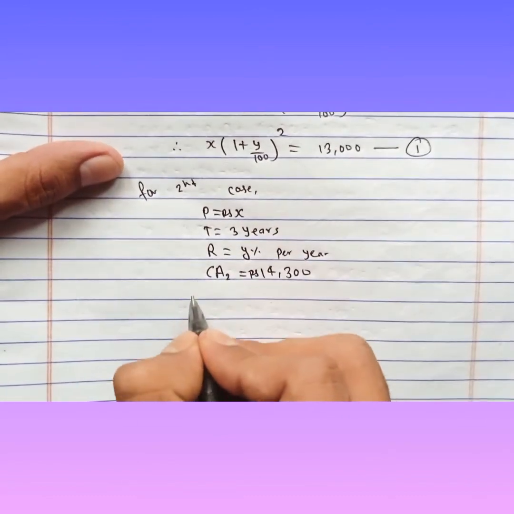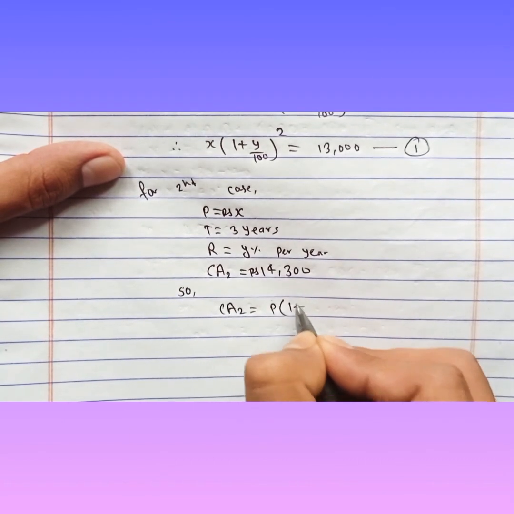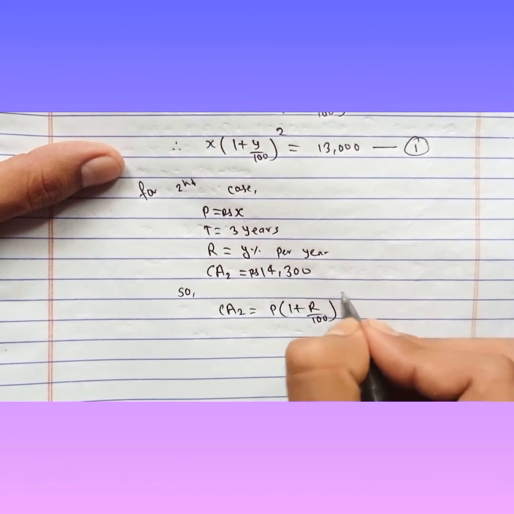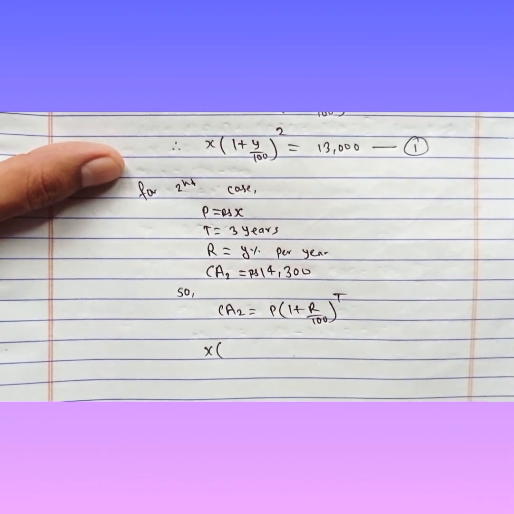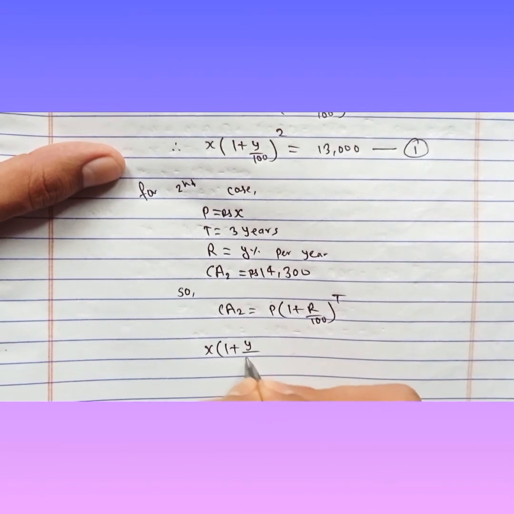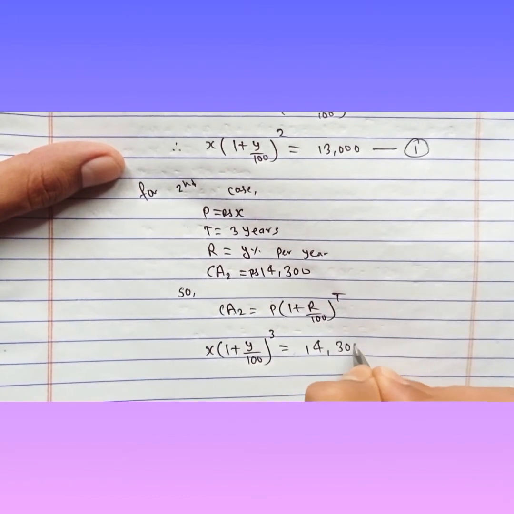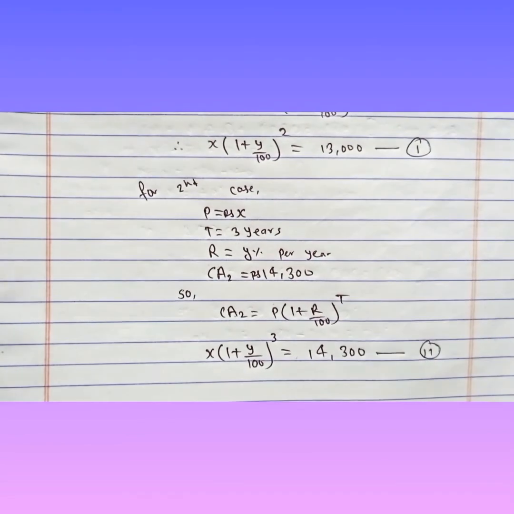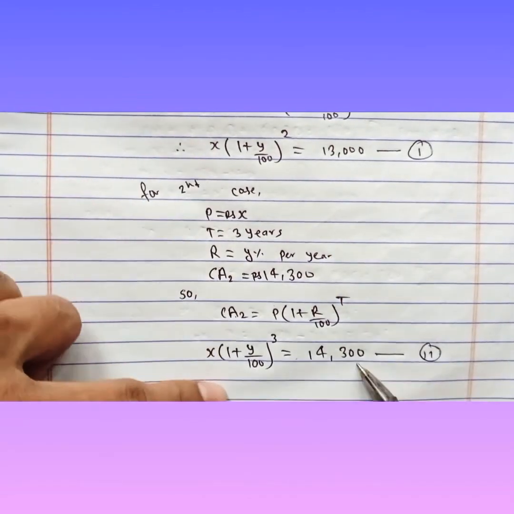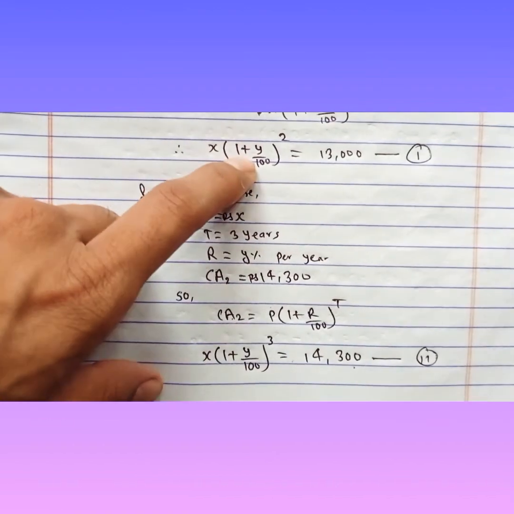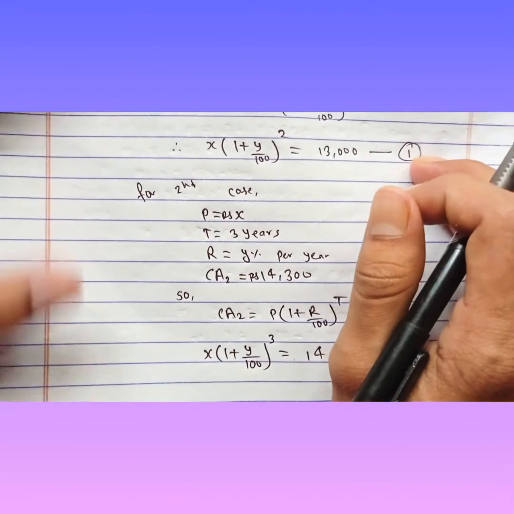You can write here by formula. So by formula, CA2 is also, the formula is going to be the same, P times (1 plus R upon 100) to the power T. And you can write here, in place of P you can write x times (1 plus R upon 100) to the power, in place of T write 3, and in place of CA2 you can write 14,300. This is equation 2. And in equation 1 and 2 you can see here, if we divide equation 2 by equation 1, then x and x get cancelled, and there will be only one variable, that is y, and it will be easy for us to calculate. So let's divide equation 2 by equation 1.